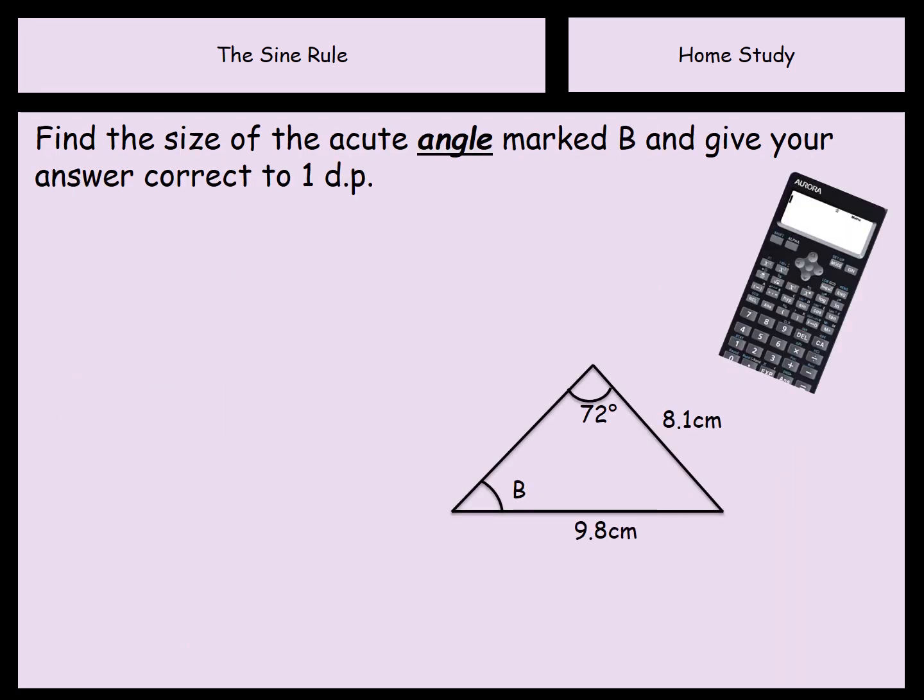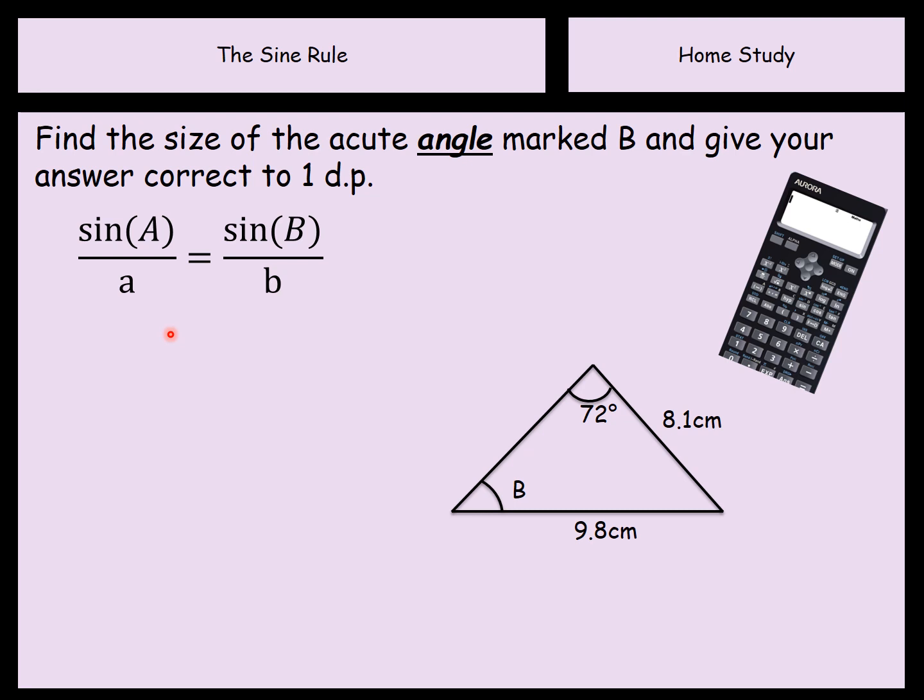So if we've been asked this time to find the acute angle marked B and give your answer correct to one decimal place, we've got, again, opposites and opposites. So we're going to write down our sine rule first. This time we're doing it the other way around. We're putting our angles on the top and our sides on the bottom. It just makes it a little bit easier for when we're rearranging to find the angle.